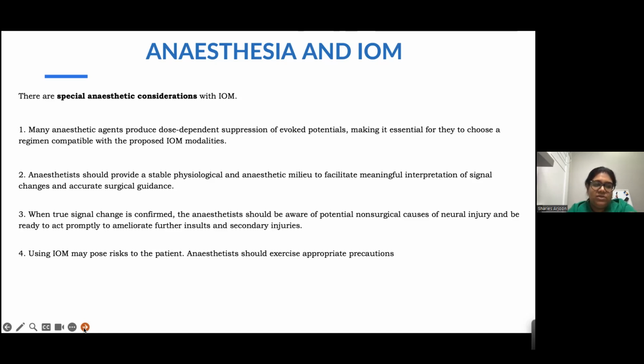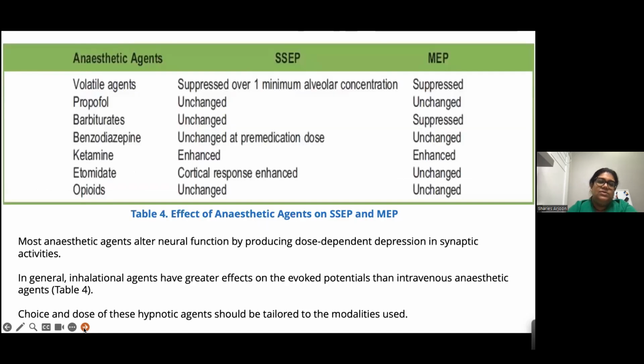Using intraoperative monitoring may pose risks to the patient, and anesthetists should exercise appropriate precautions. So, most anesthetic agents alter the neural function by producing dose-dependent depression in these synaptic activities. In general, inhalational agents have greater effect on the evoked potentials than intravenous anesthetic agents, as we could see in Table 4, and the choice and dose of the hypnotic agent should be tailored to the modalities used.